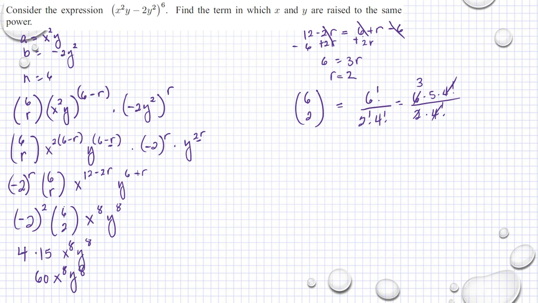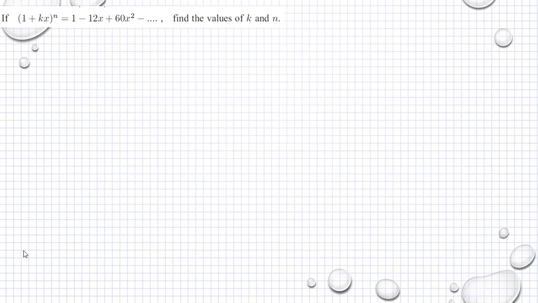Okay, another example. If (1 plus kx) raised to n is equal to 1 minus 12x plus 60x squared, and so on, find the values of k and n. We can start with, we cannot use this first term. Why? Because we have 1 raised to n. That is 1. It doesn't give much information.